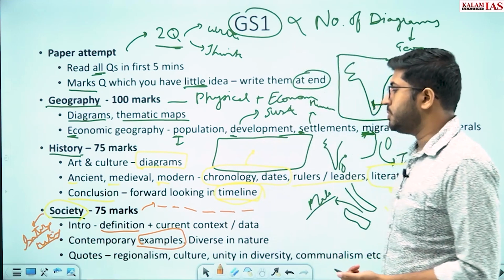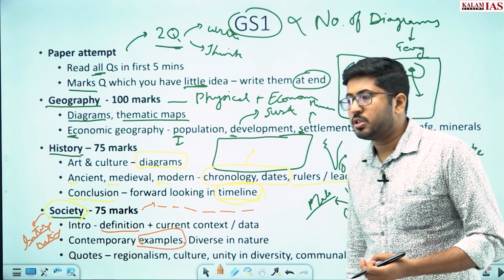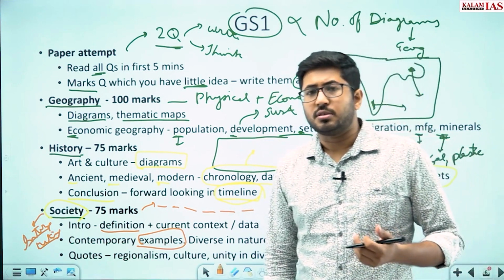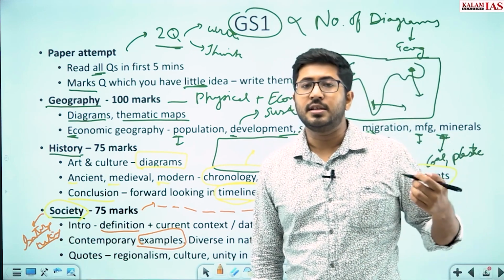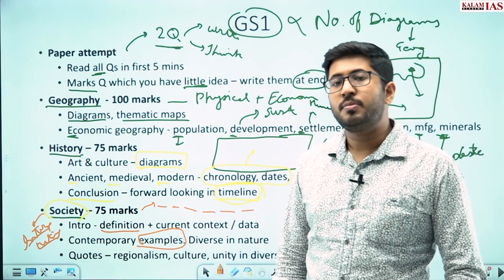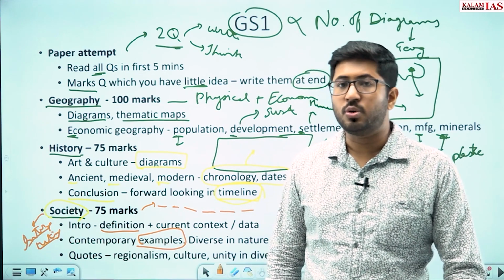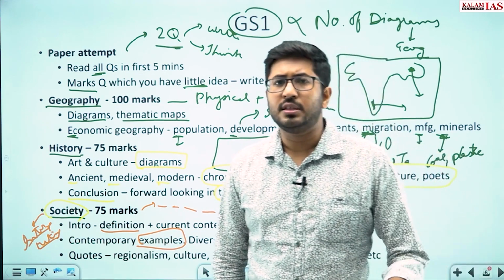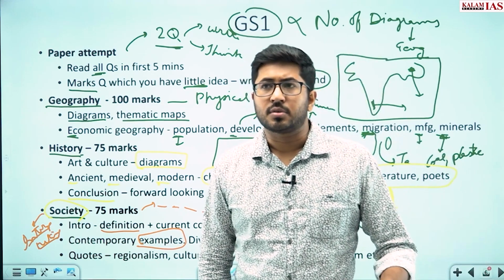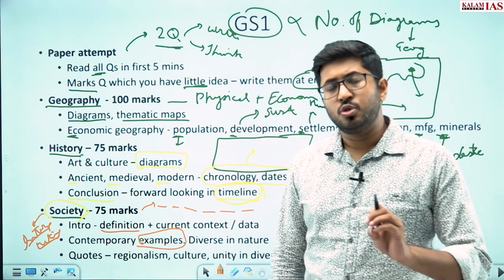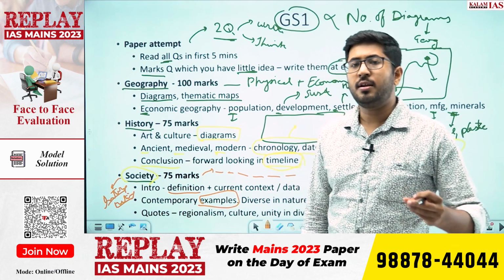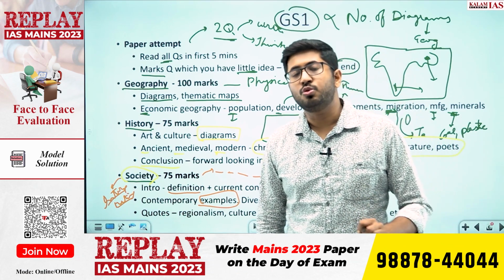And examples should be contemporary. If a question is on, suppose, communal violence, rather than writing about some riots 30 years back, you should mention the communal violence that recently happened in Nuh, Haryana, or during the April time. So you should mention current examples so that the examiner can understand that you know the current happenings in the country.